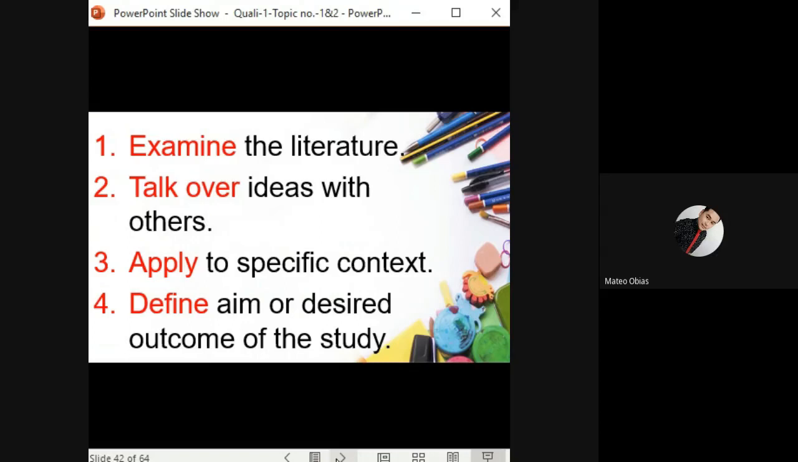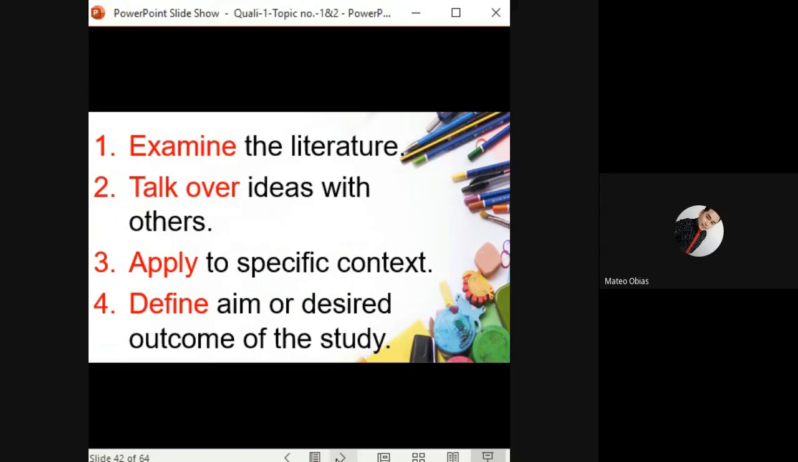Di ba sinabi ko na yan sa inyo sa recommendation part? You can see their mga recommended future studies. Okay? So, there are several suggestions, okay?